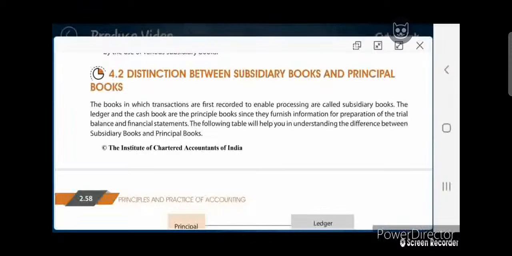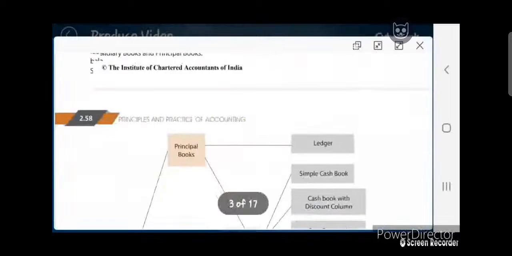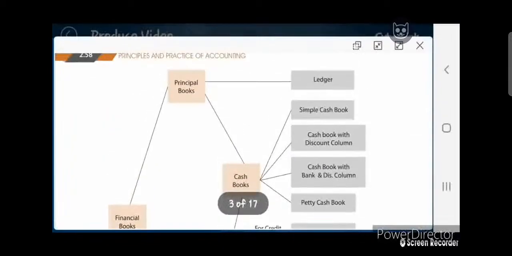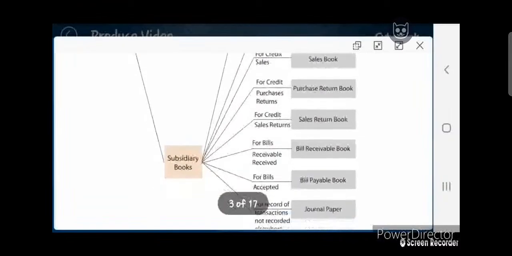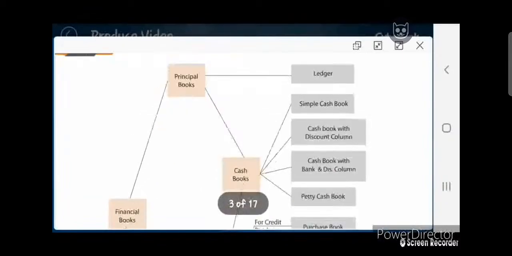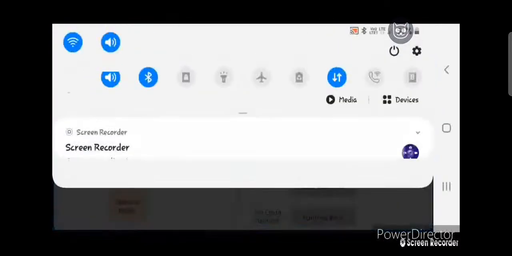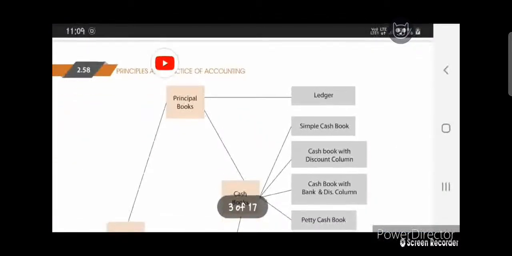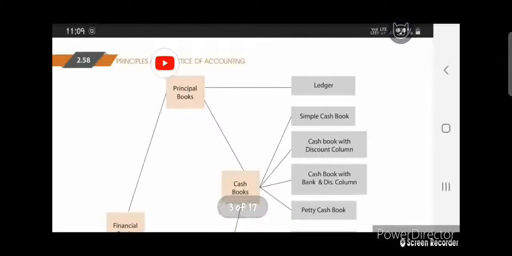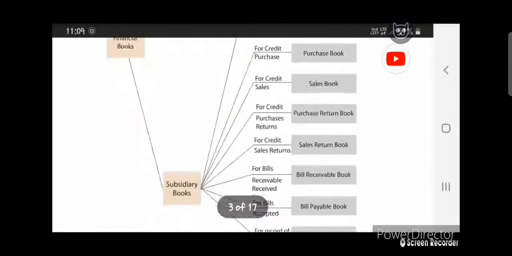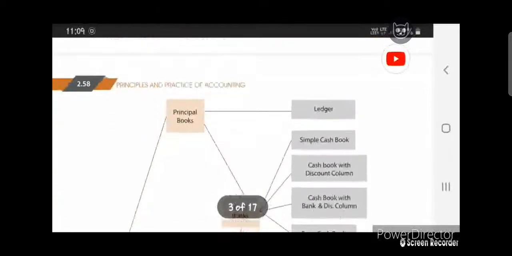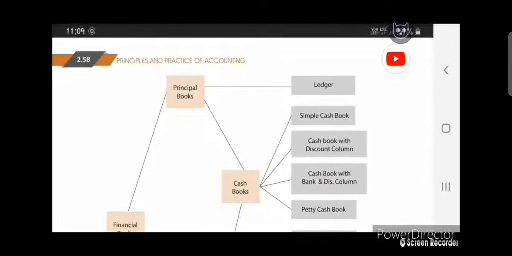The following table will help you in understanding the difference between the subsidiary book and the principal book. So now let us see the difference. As you can see, here are the principal books. They include the ledger, the cash books, and the subsidiary books. The ledger comes under the principal books.